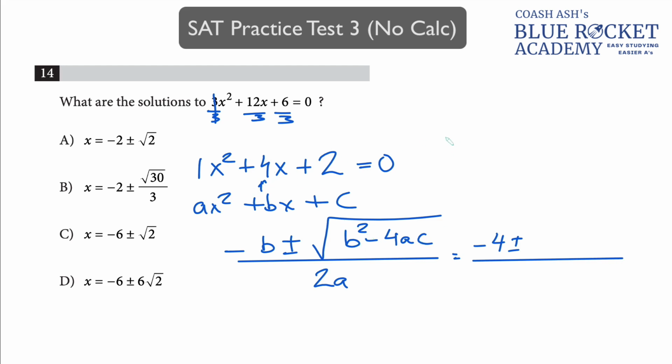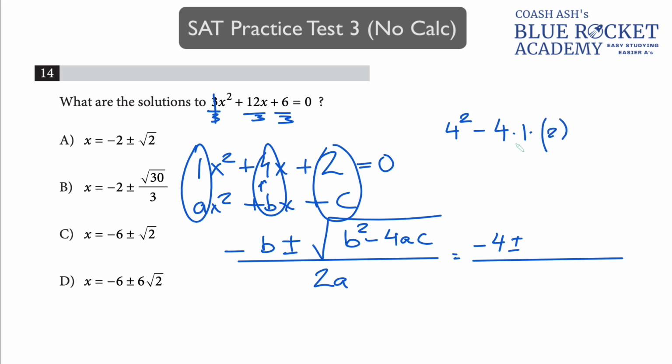So what is b squared? It's 4 squared, like this part squared. B is 4, right? B squared minus 4 times a, which is 1, times c, which is 2. Right? So you get these values. So 4 squared minus 4 times 2. So you get 16 minus 8, which is equal to 8. So this is plus minus square root of 8 over 2 times 1.